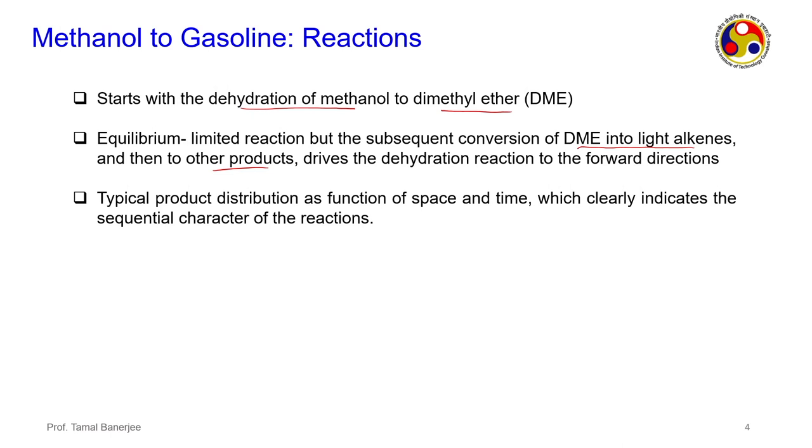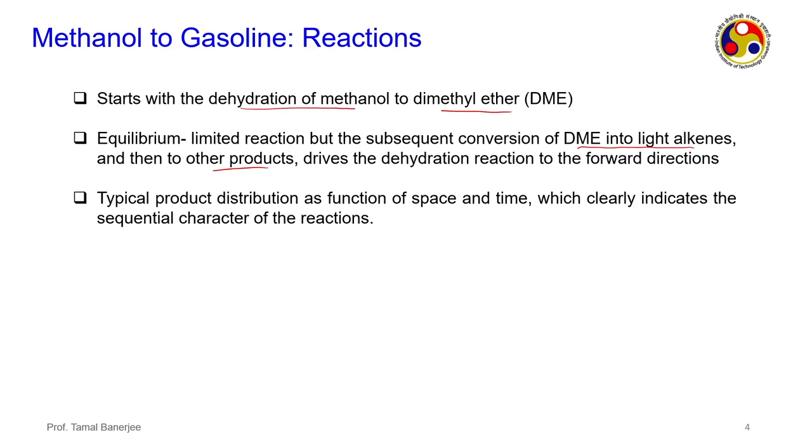So you have a series of reactions: methanol gets converted to DME, and DME gets converted to alkenes. Since DME to alkenes is more of a forward reaction, the consumption of DME is there. So it means this thermodynamic conversion limit, that is the equilibrium conversion limit, can be taken care of. Any time you have the mixture of methanol getting converted to dimethyl ether.